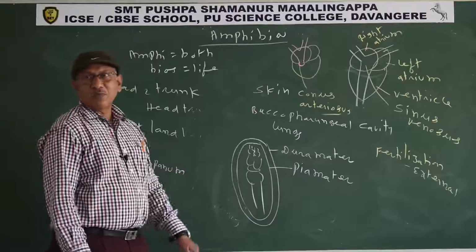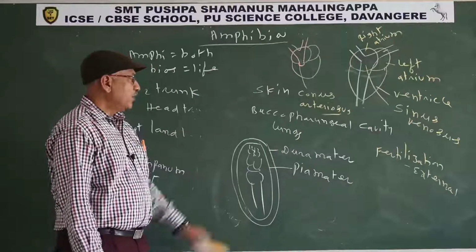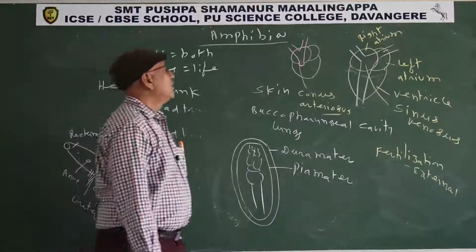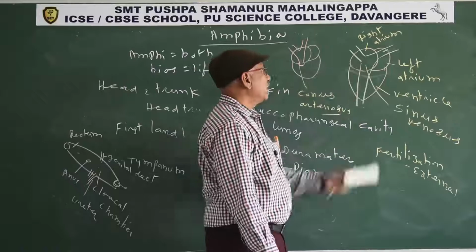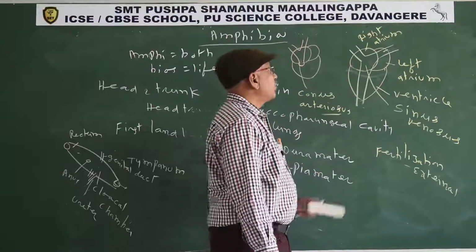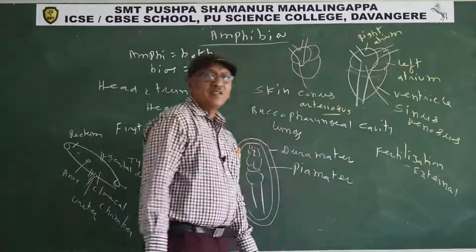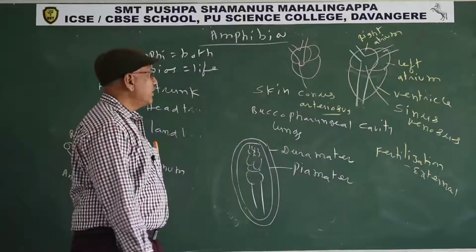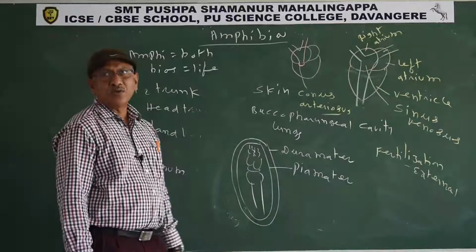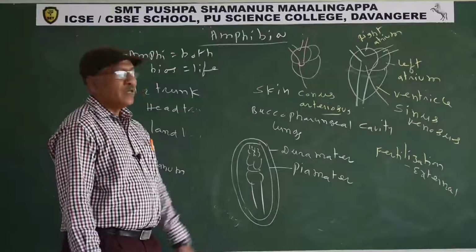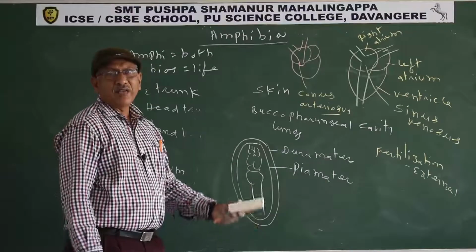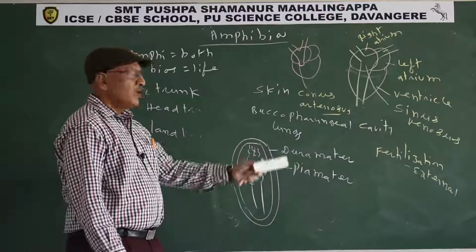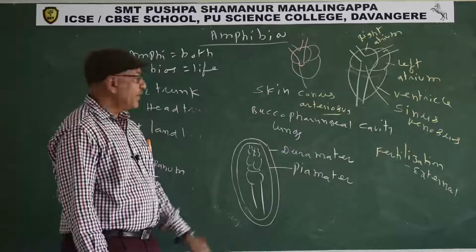Central nervous system is protected by 2 meninges, dura mater and pia mater. Heart is 3-chambered. Additional chamber present on the dorsal surface is the sinus venosus. Additional chamber present on the ventral surface is the conus arteriosus. So, 2 additional chambers. And dentition is acrodont, homodont and polyphyodont type.